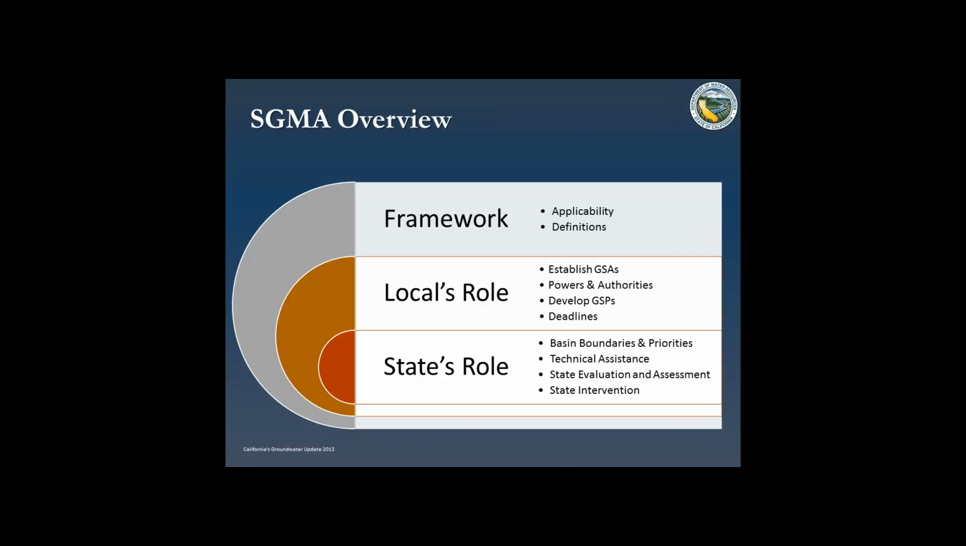and then the deadlines associated with that. And then also there's the state role, which is really implementing some of these regulations to help guide the locals in doing management, but also providing technical assistance and evaluation of what's happening. And then, if things don't go quite as we hope they will, providing a backstop for state intervention to make sure we are seeing sustainable groundwater management in the future.